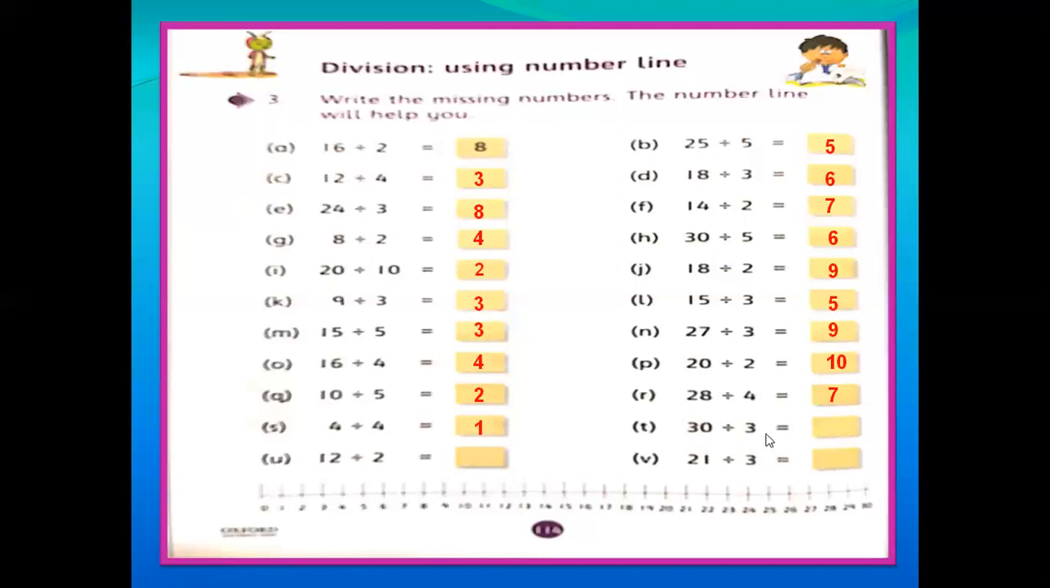T part, 30 divided by 3. 3 ones are 3, 3 twos are 6, 3 threes are 9, 3 fours are 12, 3 fives are 15, 3 sixes are 18, 3 sevens are 21, 3 eights are 24, 3 nines are 27, 3 tens are 30.